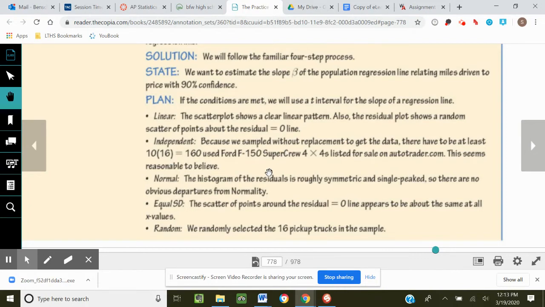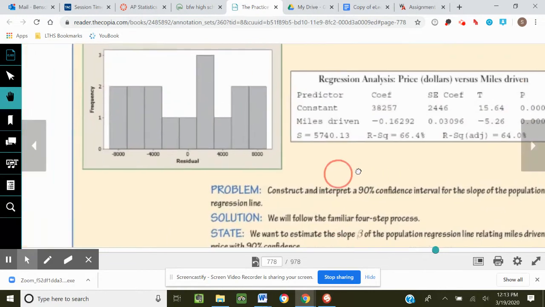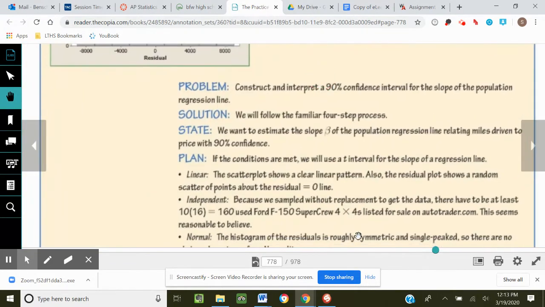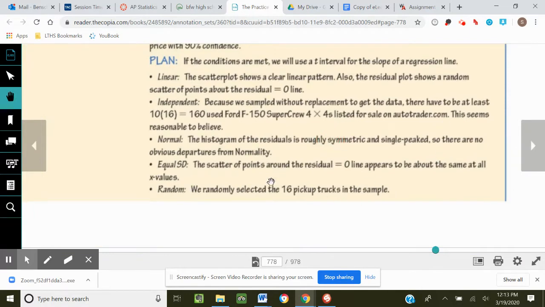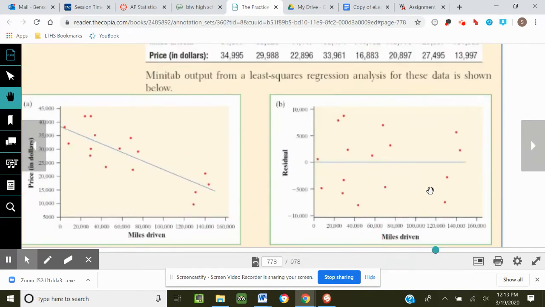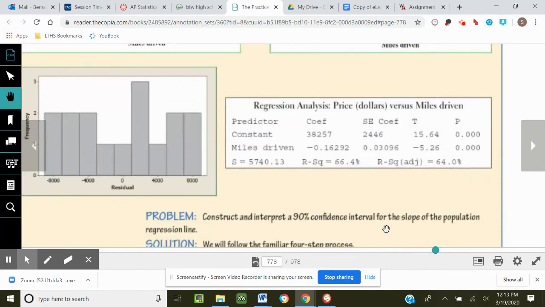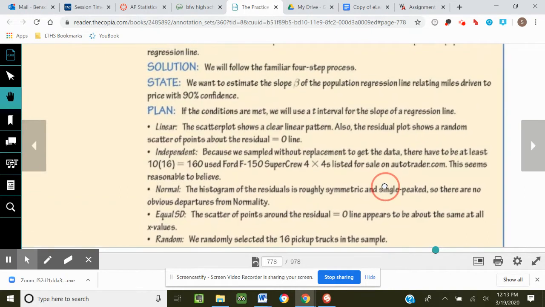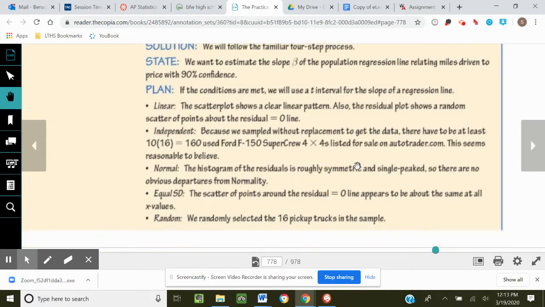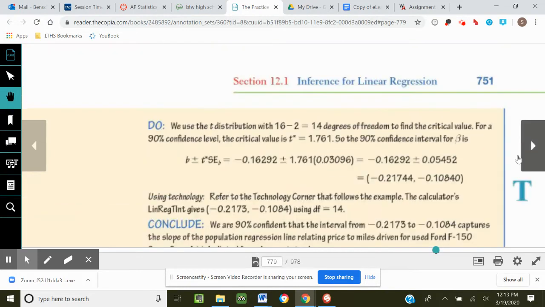Absolutely. So the 10% condition will be met here. For the normal condition, the histogram of the residuals right here shows no strong skewness or outliers, and we're good there. Equal SD: the scatter of points around the residual line appears to be about the same for all the X values. Here's the residual plot. That does appear to be true. And then we randomly selected the 16 pickups. You should pull that out of the problem statement. And so our conditions are met here.